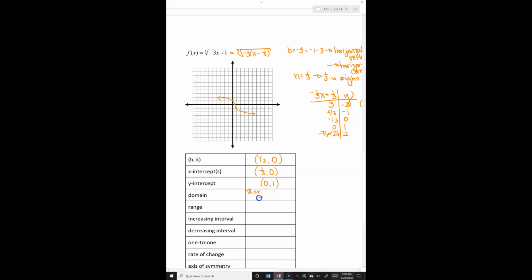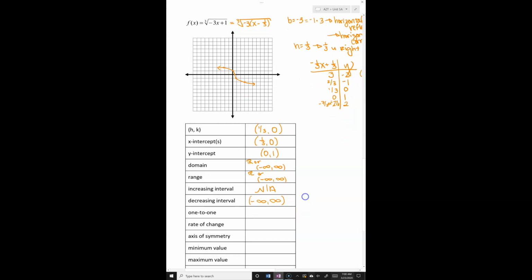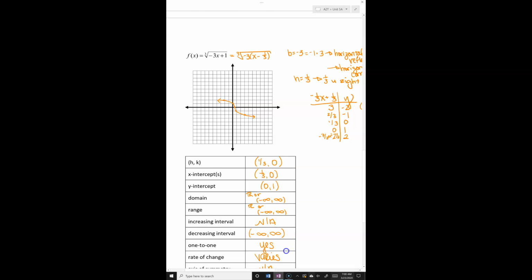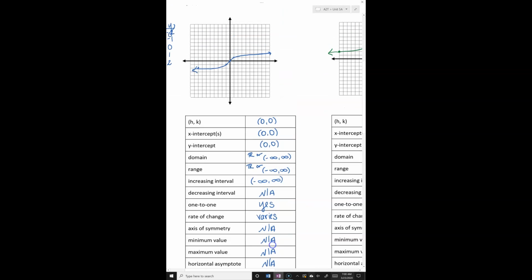We know that the domain and range is all real numbers. If we look, we can see that there is a reflection, so we're decreasing. There's only one reflection, so they don't cancel each other out per se. Instead of our y values increasing from left to right, they decrease. It is 1-to-1. The rate of change varies. And there isn't an axis of symmetry. It's not symmetrical. We don't have minimum or maximum values, and we don't have horizontal asymptotes. So there it is. All right, nice job, guys. So our cube root parent function.